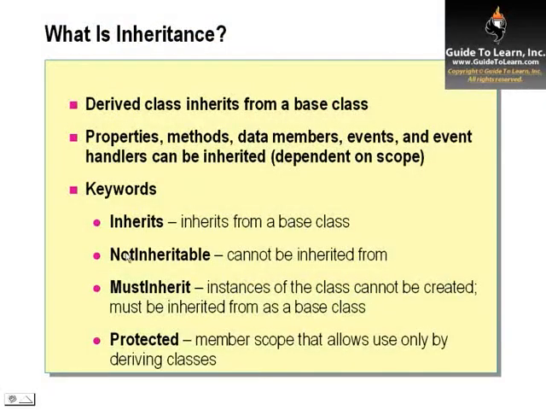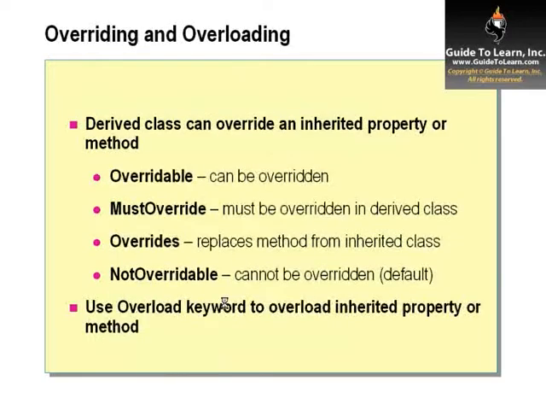So once again, inherits from the base class. Not inheritable, cannot be inherited from. You can enforce inheritance not to be applied. Must inherit, instances of a class cannot be created. Must be inherited from a base class. Make sure that you're inheriting. And then finally, protected member scope that allows use only by derived classes. Overriding and overloading would be the second section.